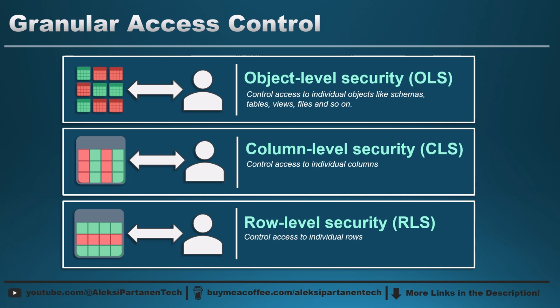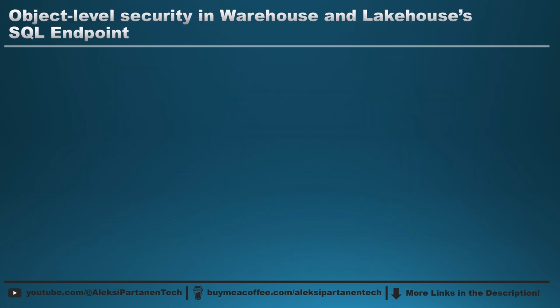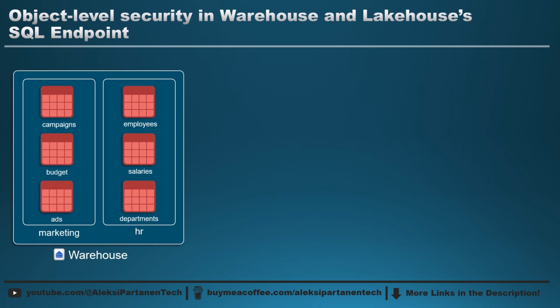Let's now take a closer look at object level security, or OLS, in the context of Microsoft Fabric Warehouse and Lakehouse's SQL endpoint. So we are going to talk about how to implement OLS using T-SQL statements in those data stores. Object level security means that we are controlling access to entire database objects like tables, views, or even full schemas. If a user is not granted access to a table, they will not even see that it exists.